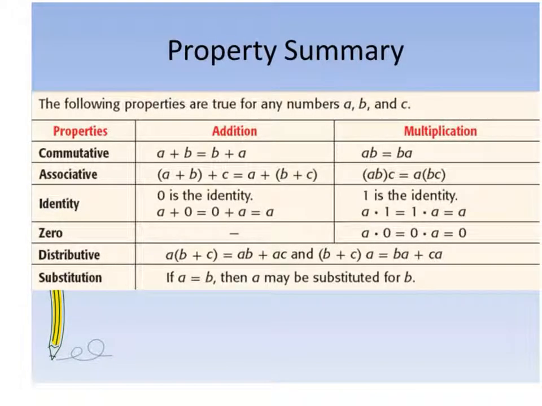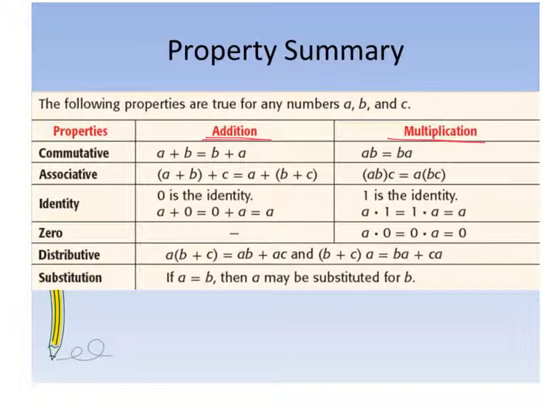The last thing I want us to just look at is a review of all the properties we've talked about. So today we did commutative and associative. There is commutative and associative, both of addition and multiplication. Remember, commutative means switch the order. Associative means switch the grouping.